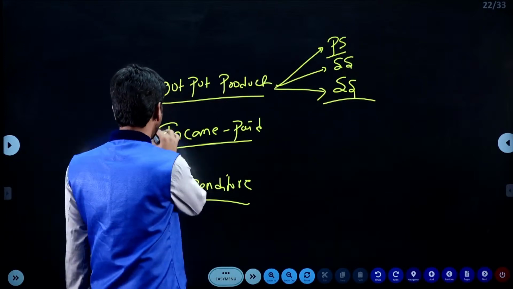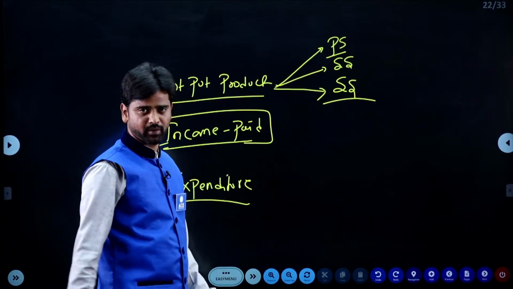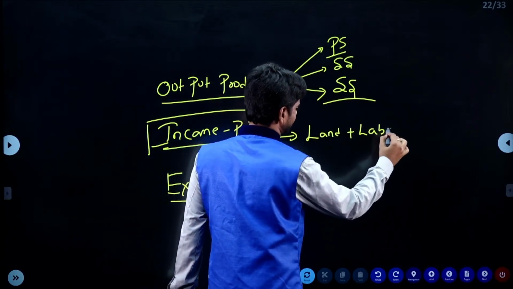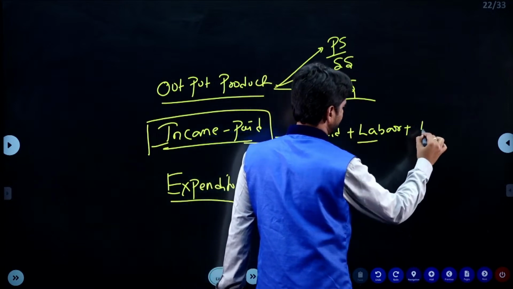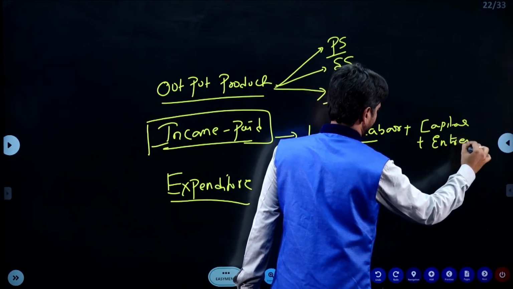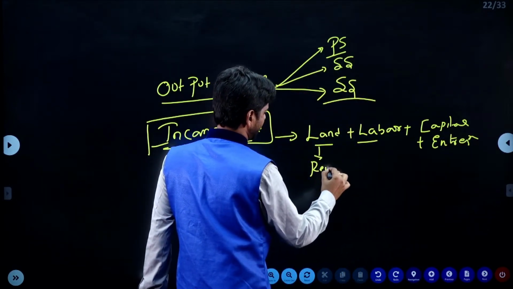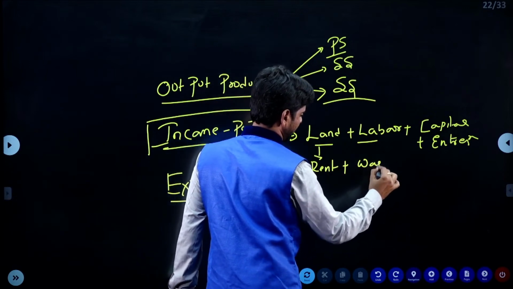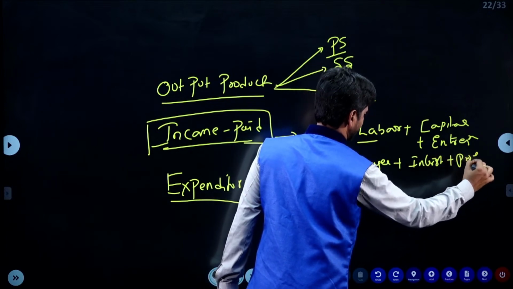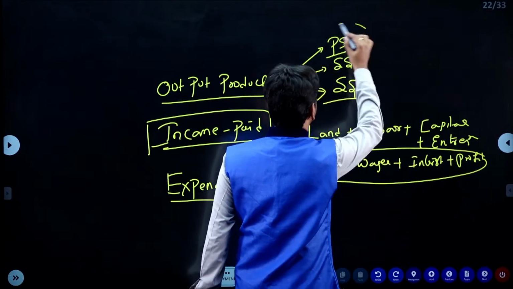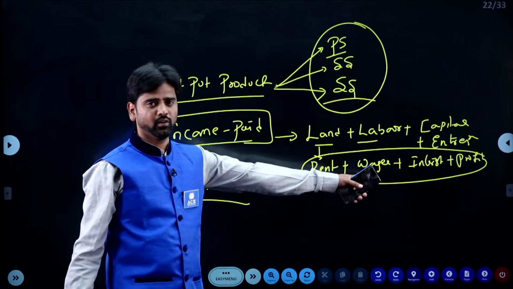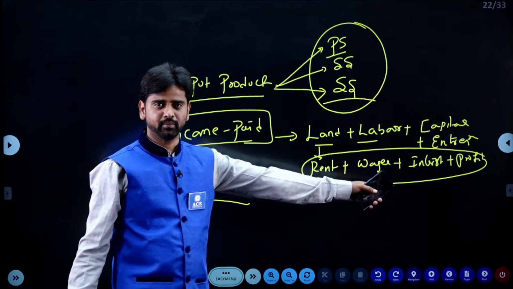And if you observe the income paid method, I think people are already aware of this one, right? We have 4 factors: land, labor, capital and entrepreneur. We can estimate the national income by summing up the rents, the wages, the interest, and obviously the profits. So it is the final value of all the goods and services produced by these three major sectors, or the sum of all the incomes generated by these four factors.